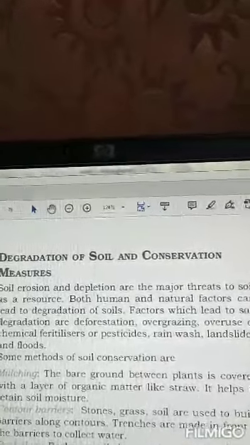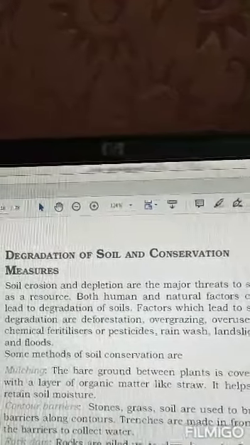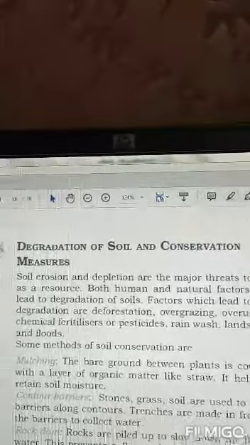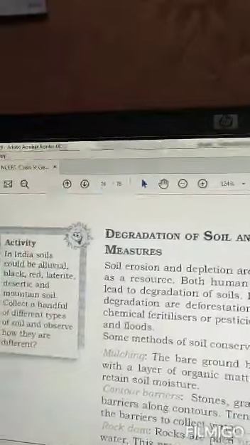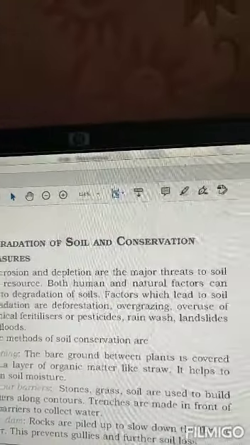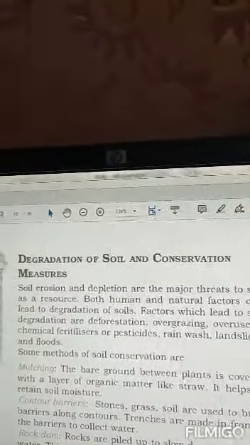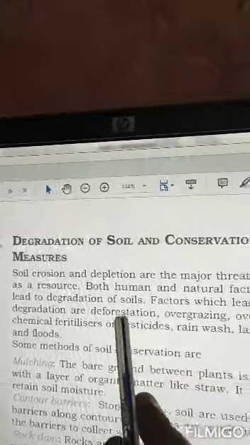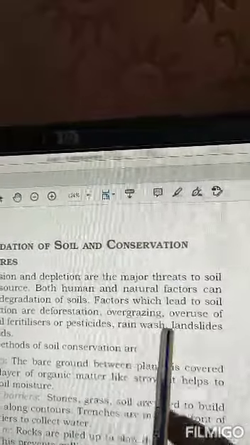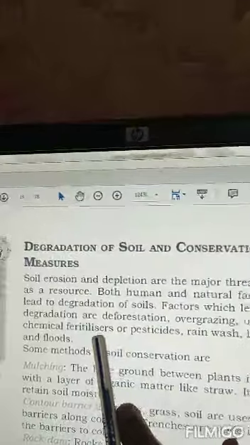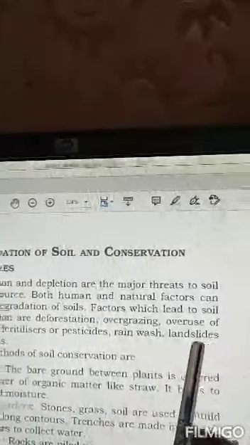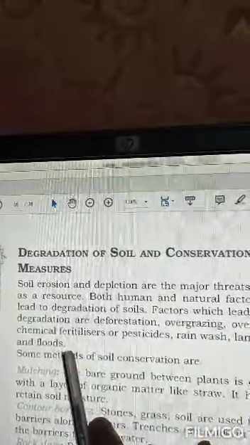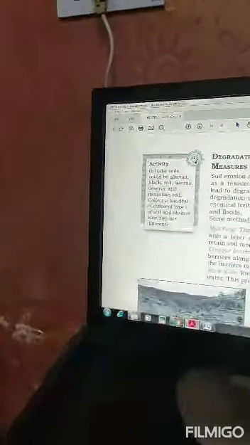Now, degradation means when the quality of something is lowered. So degradation happens due to both natural reasons and human factors. Some of the factors which are responsible for degradation of soil are deforestation, overgrazing, overuse of chemical fertilizers, pesticides, rainwash, landslides, and flood. So some methods are there to conserve the soil.